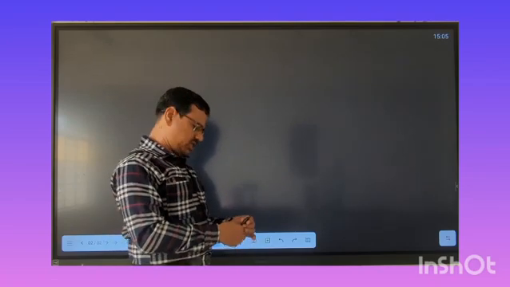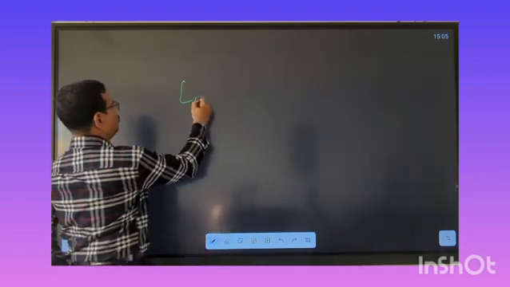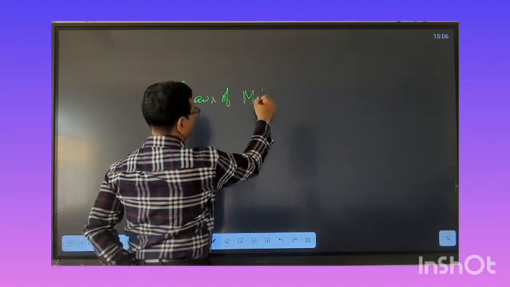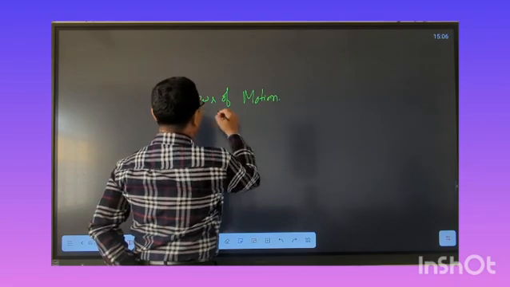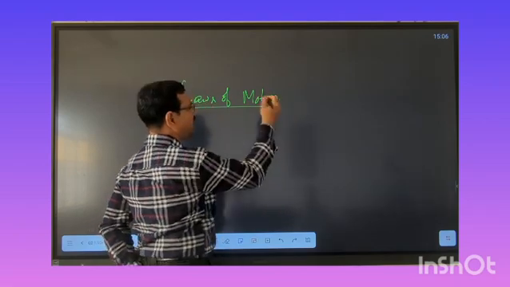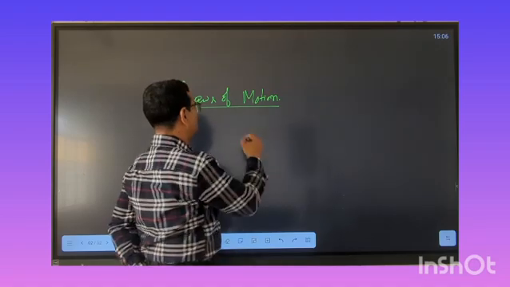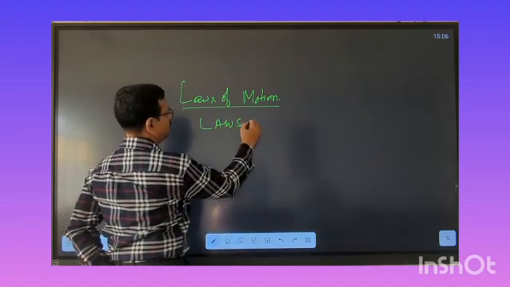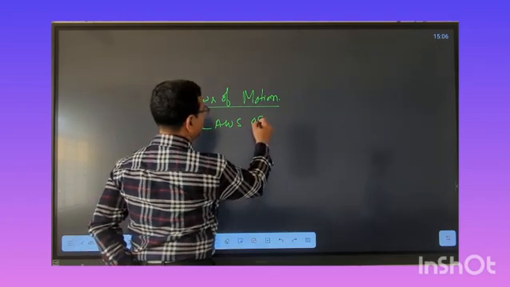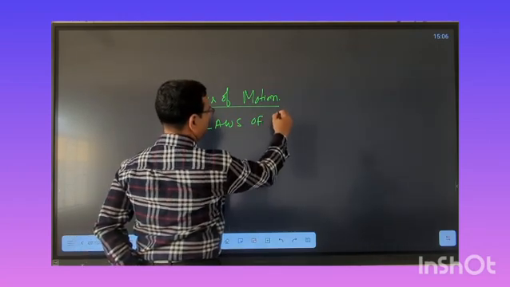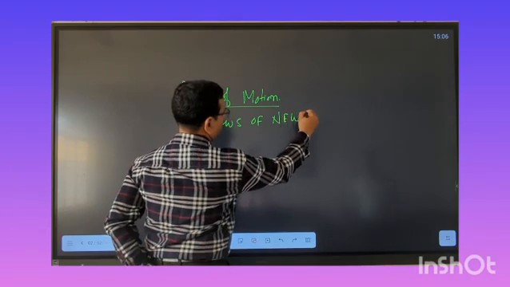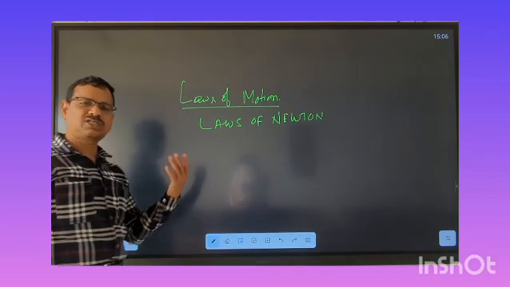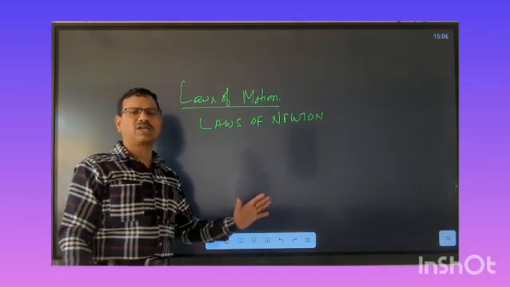laws, and these laws are called laws of motion. These laws of motion are related to Newton, so we call them Newton's laws. There are three laws: first law, second law, and third law.